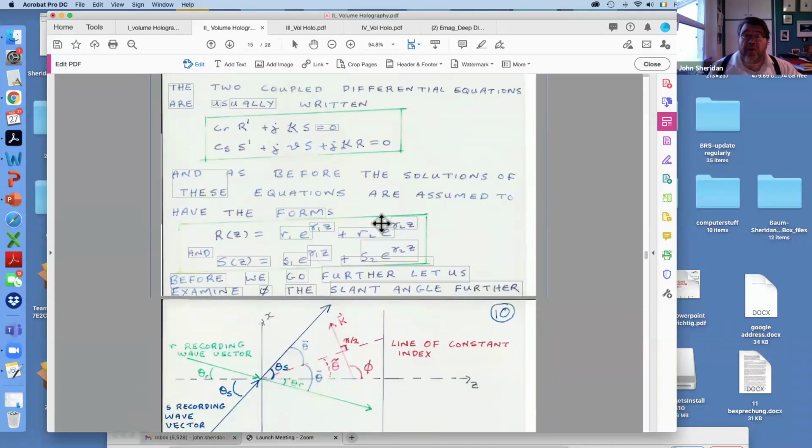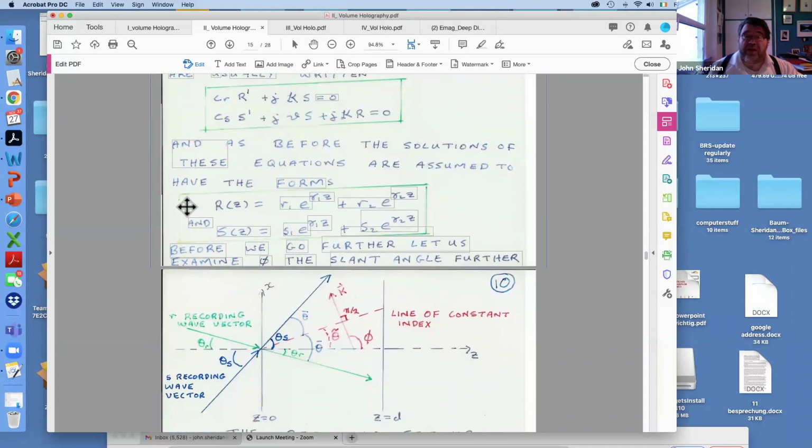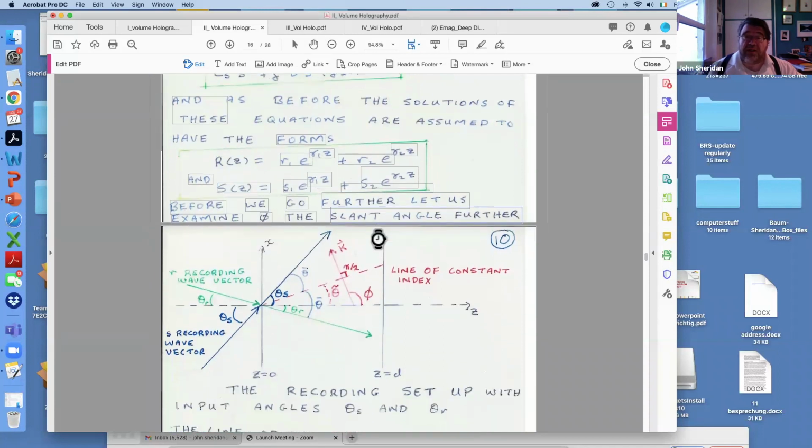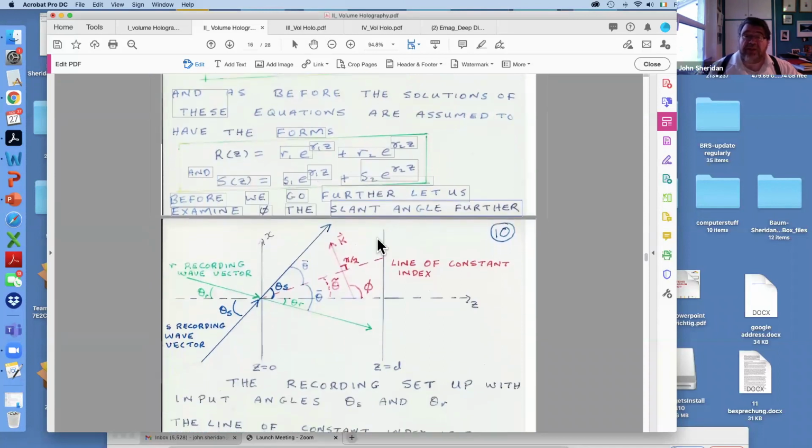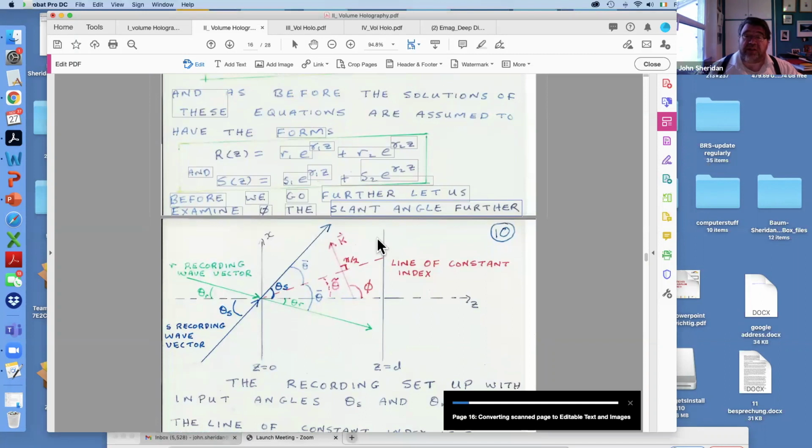And again, we can go about it. We put in our substitution for the E field. We've got the R and the S. And so we then say our R has to have this form and our S has to have this form. And we substitute back into these first order coupled equations to find analytic expressions.